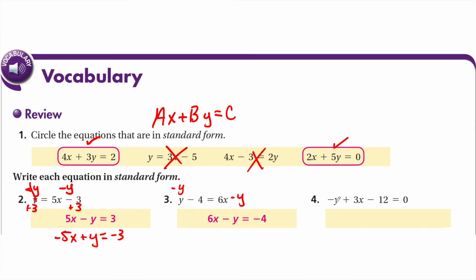And finally, we're going to figure out how to rewrite this one. We're going to add that 12 to both sides. And it's already done for us. We have 3x minus y equals a positive 12. Great work.